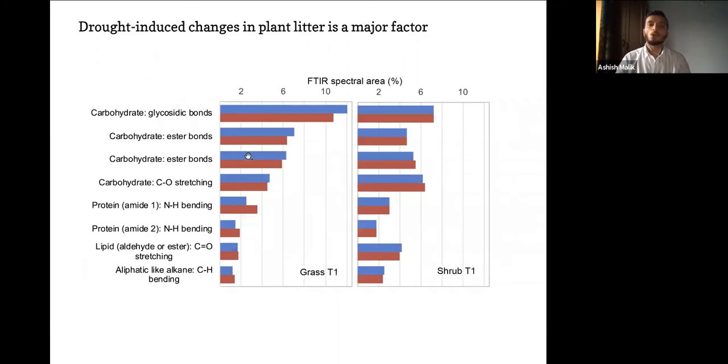And in terms of what compounds we found in the grass litter, we see that there is a higher amount of glycosidic bond carbohydrate compounds in the ambient precipitation, which is lower in the drought treatment. Same for some of the other carbohydrate compounds, although it's not very significant. But in the drought treatment, the litter had higher amounts of proteins and higher amounts of lipids, whereas in the shrub, the differences were not that high.